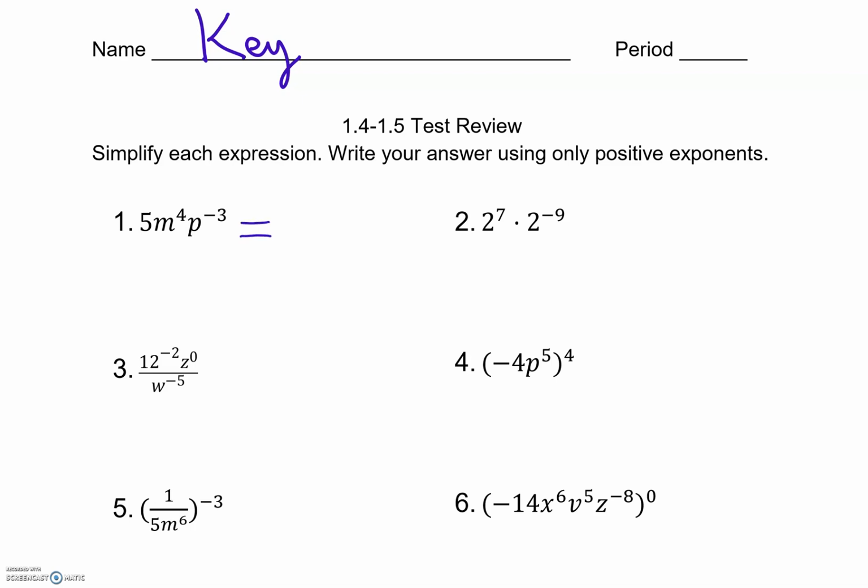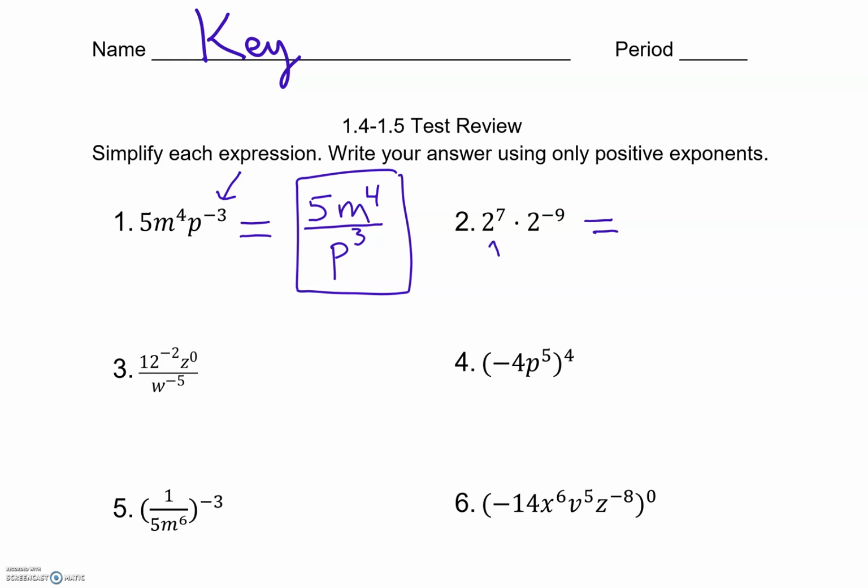As we look at problem number 1, 5m to the fourth p to the negative 3, really the only thing we need to do is get rid of the negative on that exponent. We can do that by dropping the p to the negative 3 into the denominator as a p to the third power. There's nothing else we can do on that one. We are done.